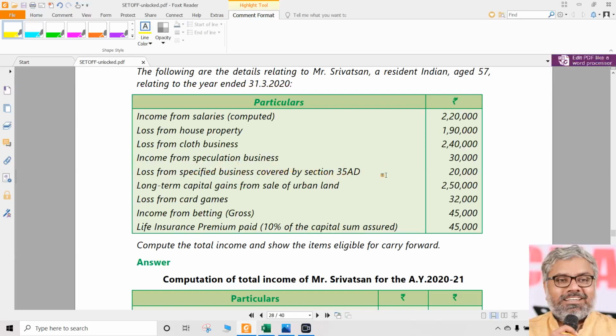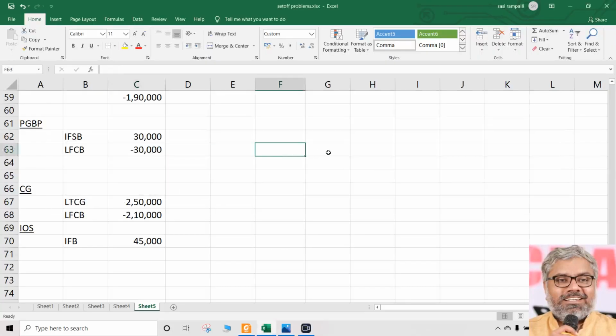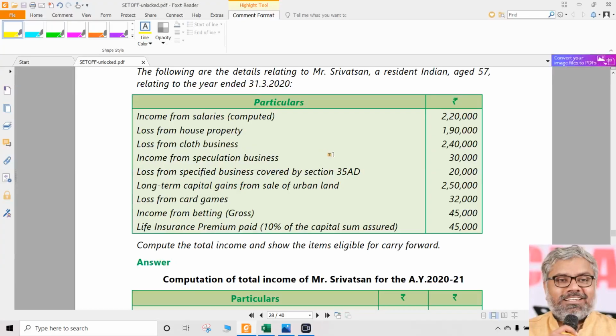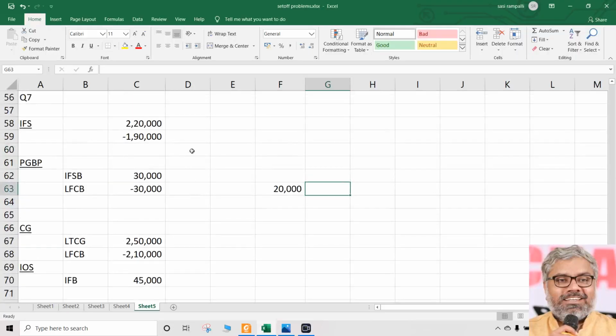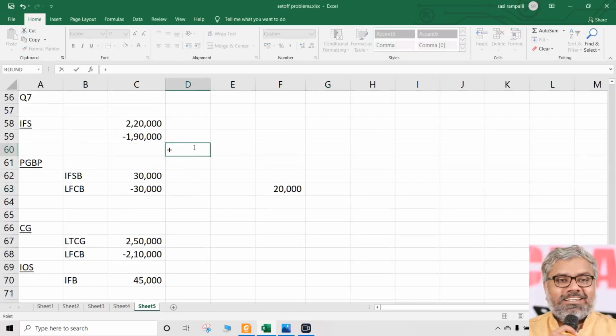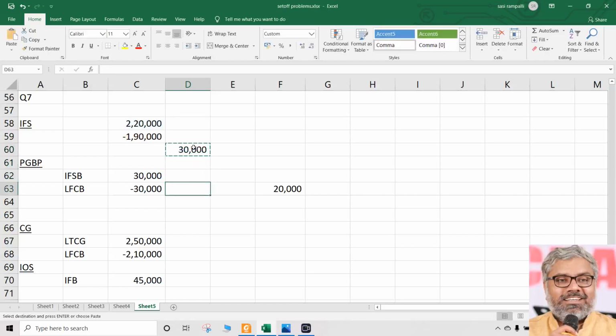Then loss from specified business is a problem that could not be set off because there is no income from specified business, and that can be carried forward indefinitely. Long-term capital gains, we have already 2,50,000 taken. Loss from card games to be ignored. Income from betting 45,000. It's already taken care of. So that's it. So what we have now is the gross total income calculation first. That is how much, let us see.